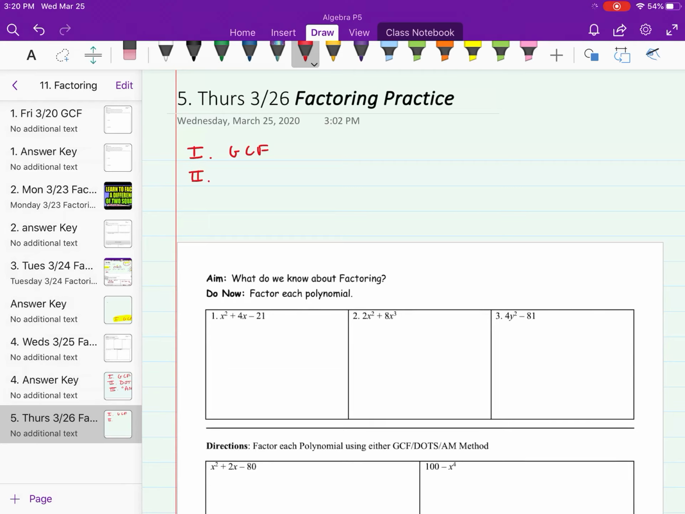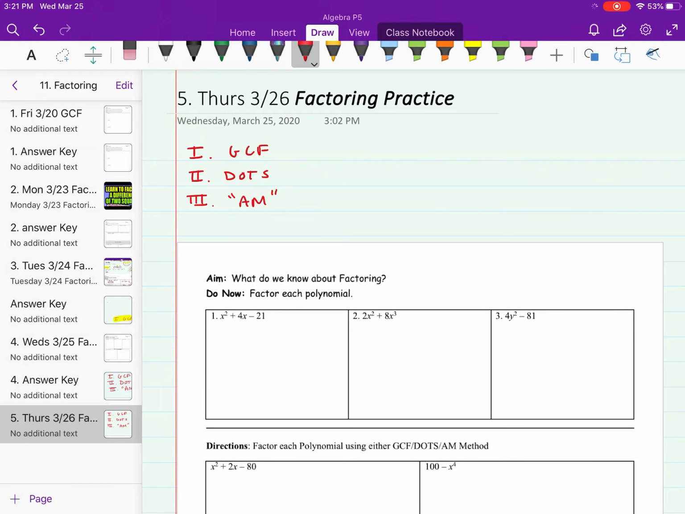The second method of factoring, if GCF doesn't work, is called DOTS, the difference of two perfect squares. And the third method of factoring is for trinomials, which we call the AM method. So today's lesson, I just want to go over when you're supposed to use which method, what the problems are going to look like, and just more practice with that.